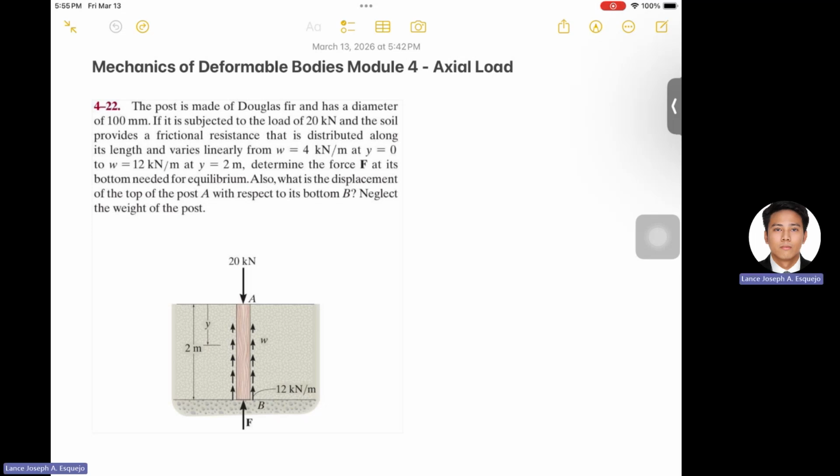Also, what is the displacement of the top of the post A with respect to its bottom B? Neglect the weight of the post. Okay, so we can start by determining the resultant of the distributed load.